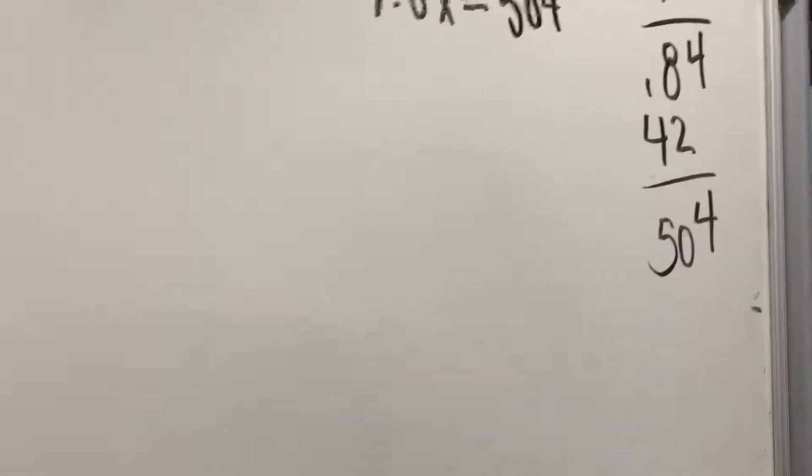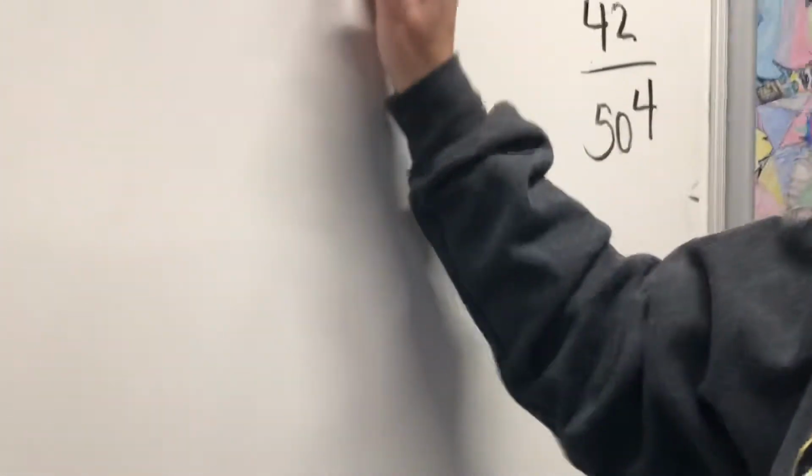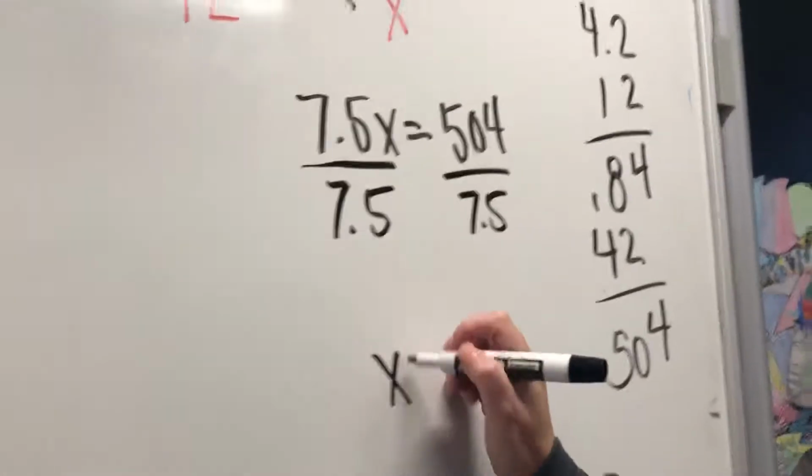Okay, I now have a one-step equation. I need to go ahead and divide this out. I'm going to divide by 7.5. This is one I probably do want to just go ahead and punch into the calculator just for the sake of doing it quickly.